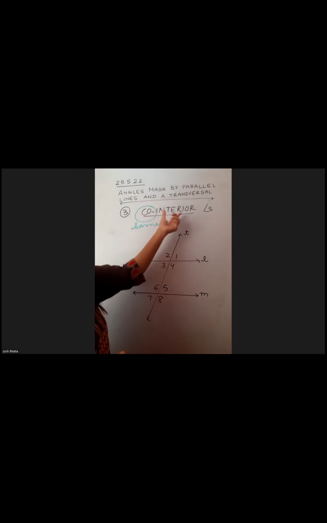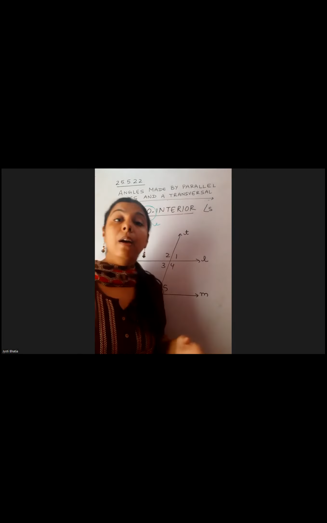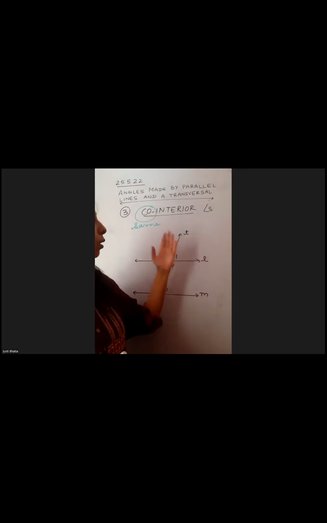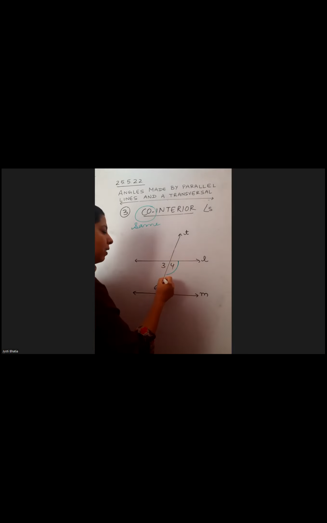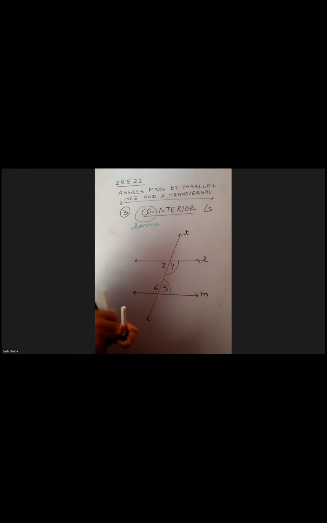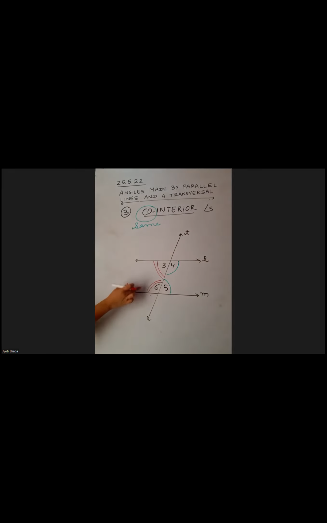So co-interior means interior angles on the same side. On the same side of what? On the same side of the transversal. So let us remove 1, 2, 7, 8 because these are exterior angles. Now, which two interior angles are on the same side of the transversal? 4 and 5, and 3 and 6. Very good. These are the interior angles on the same side of the transversal.